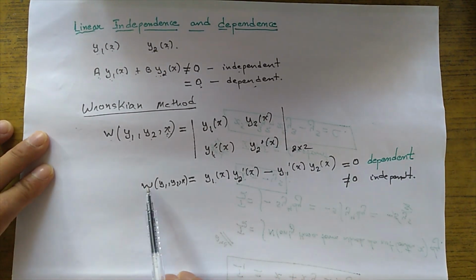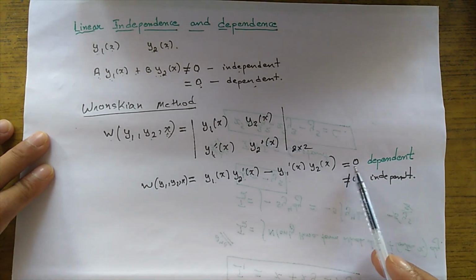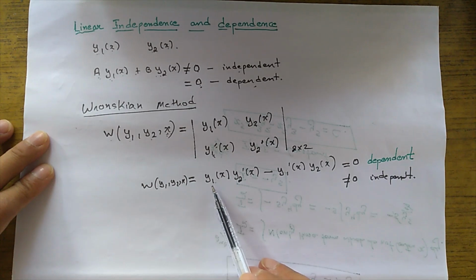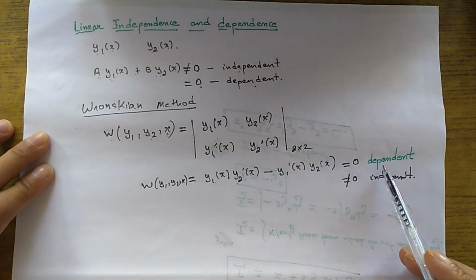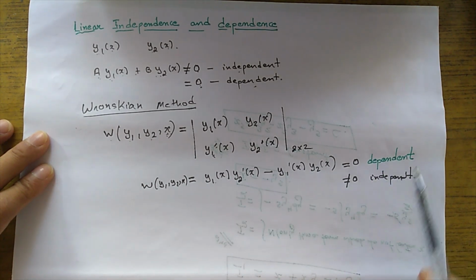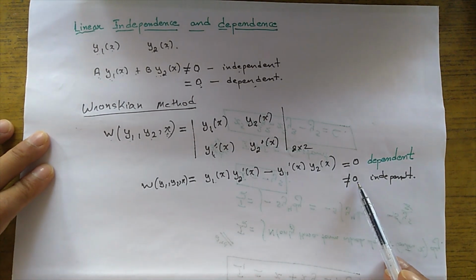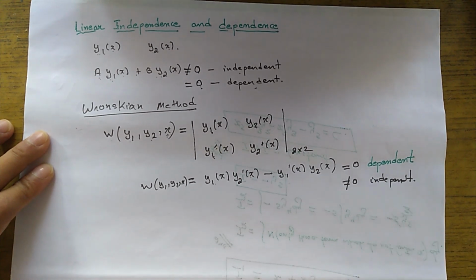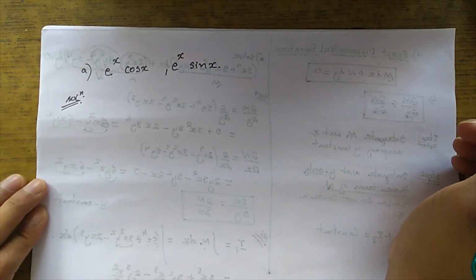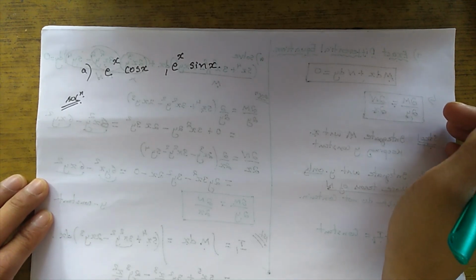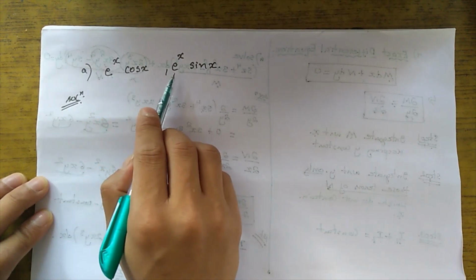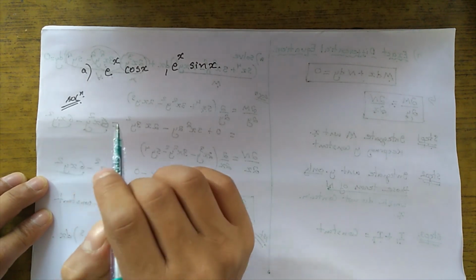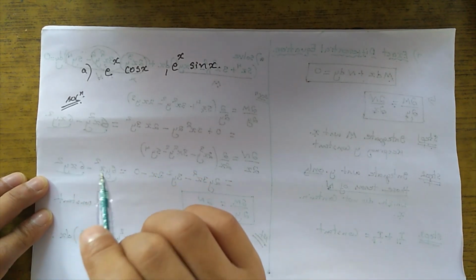Now if this W is equal to 0, that means the two functions y1 and y2 are dependent. But if the W value is not equal to 0, then y1 and y2 are said to be independent. Okay, now let us take one example and find out whether these two functions are linearly independent or dependent by using the Wronskian method.